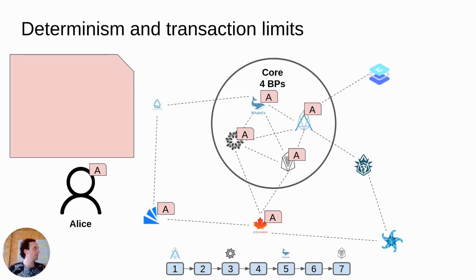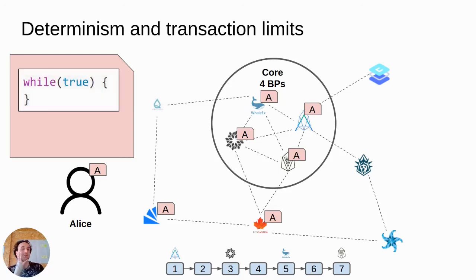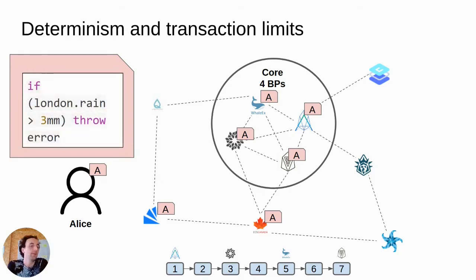So the last issue that comes about with consensus is determinism and how to manage resources. So what if the smart contract has this in it? Yeah, so this will execute forever. How do they come to consensus on this? What about this one? If it's raining in London more than 3 millimeters, then throw an error. Well, let's just assume all of the nodes in the network have some source to determine the rain in London. But what if those sources differ?